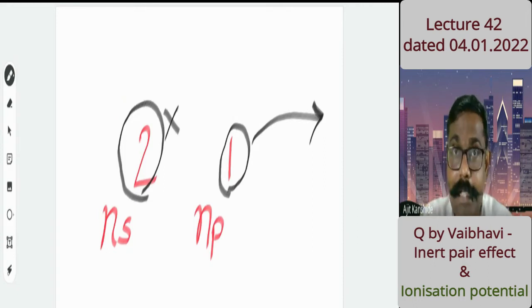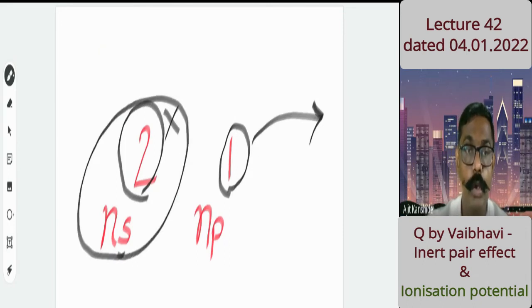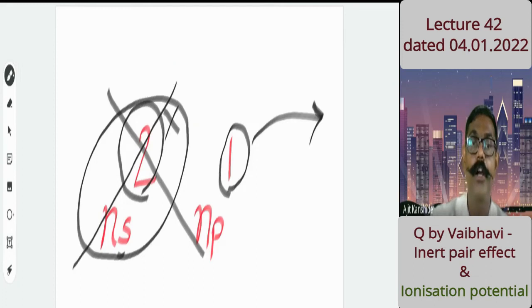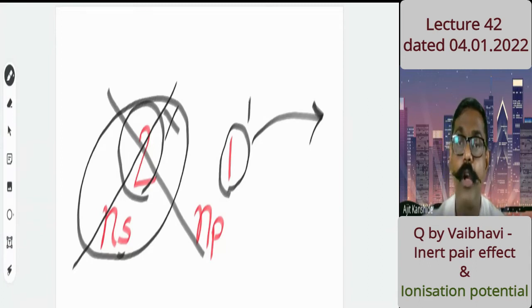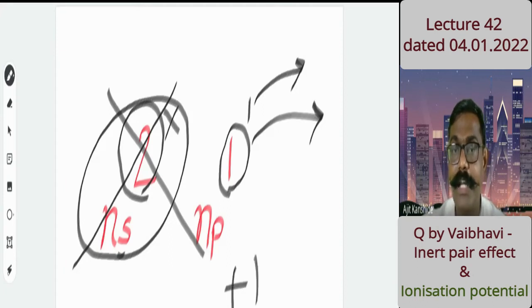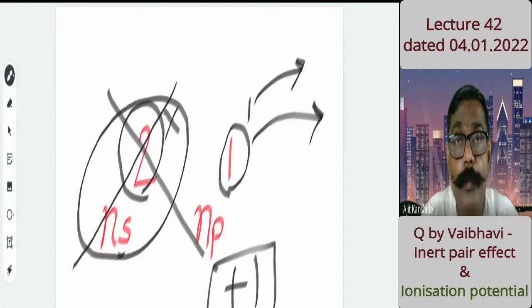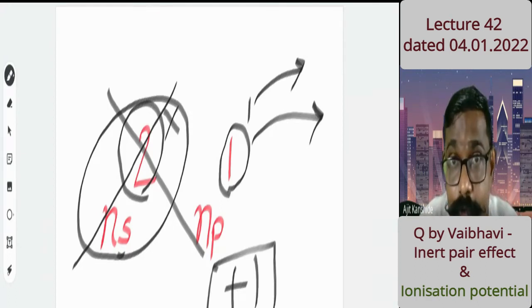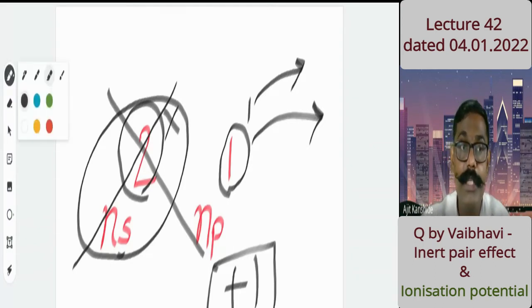If they are hesitating to go out, if there is a problem to remove those electrons, then that oxidation state will not be shown. These electrons will not come to our help. They will be there like inner core electrons. Only one electron will go out, and plus one will be the predominant oxidation state. The predominance of the lower oxidation state, plus one, for group 13 elements is due to the inert pair effect. Which is that inert pair?